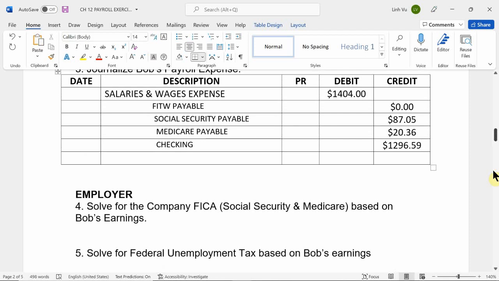Since Bob worked for us and earned a total of $1,404, how much company FICA, how much Social Security and Medicare are we responsible to pay for?